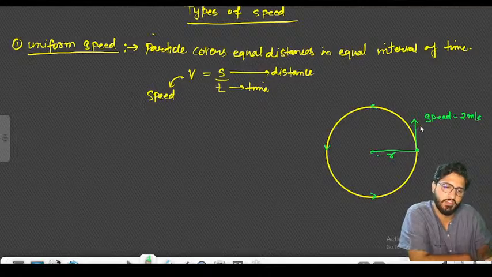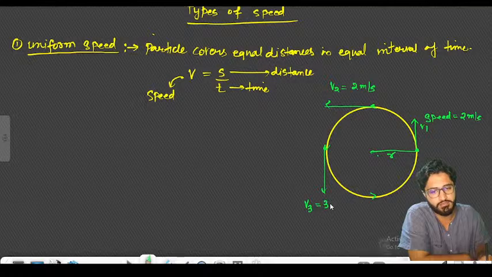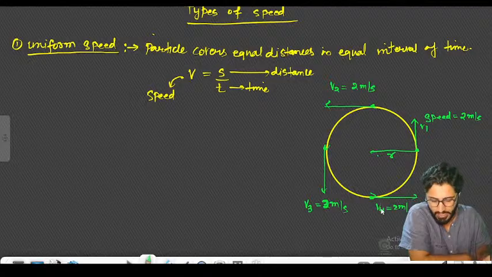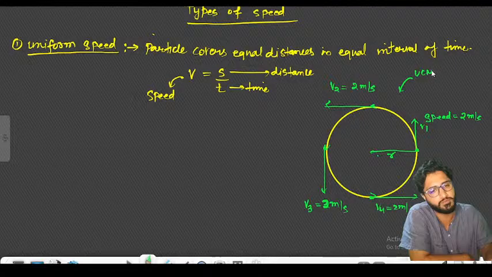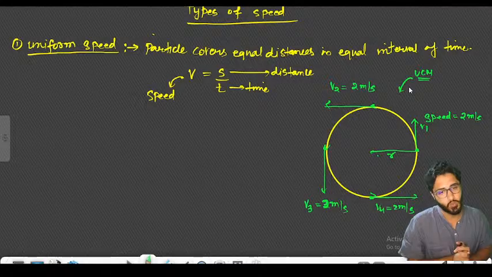Okay, V1. Here I will write V2. Suppose V2 is also 2 meter per second. Here I will write V3. It is 2 meter per second. Here V4. It is also 2 meter per second. I guess you have done this now, and this is known as uniform circular motion.